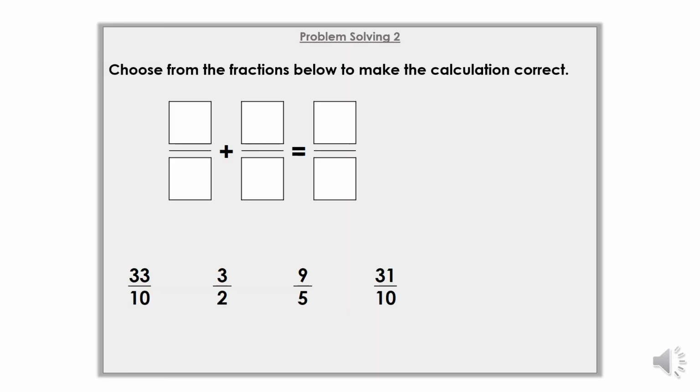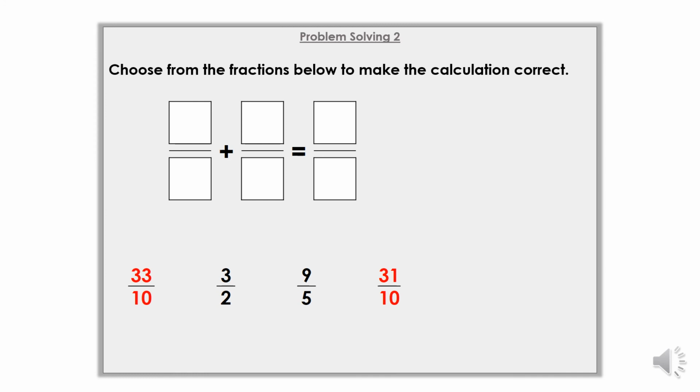Okay, on to our problem solving. So you're going to have a problem very similar to mine where you have to select fractions to make the calculation correct. So pause for a minute and what do you notice about the fractions that we've been given? Okay, I noticed that 2 of them have the same denominator. They have the denominator of 10. Now I know that when I'm adding fractions, I need to have the denominators the same. So then I'm guessing that one of these is going to be the answer. It's just a question of which one.